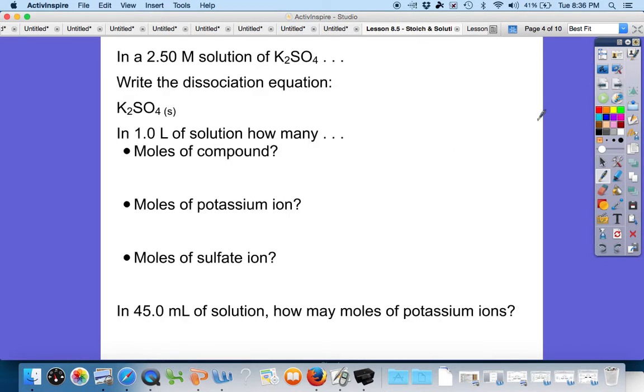So in a solution of potassium sulfate, the first thing that we want to do is write out what the dissociation equation is so that we know what ions we are working with. So potassium sulfate is going to split into 2 potassium ions and 1 sulfate ion.